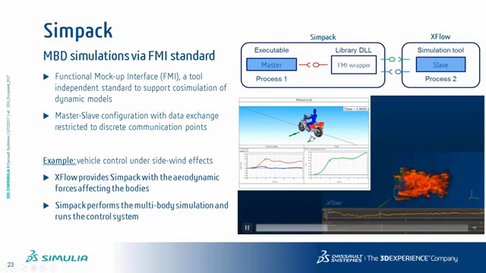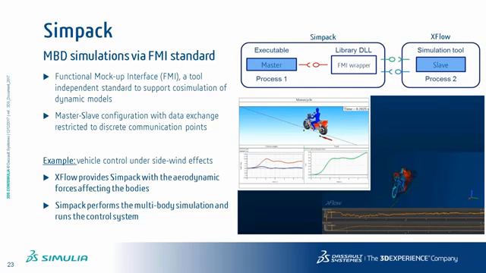So those forces actually come from XFlow. And the idea behind this simulation is we have a motorcycle in a crosswind, so you can see that there is a wake that comes to the left-hand side of the rider. And of course the motorcycle will tend to deviate from the perfect straight line, and Simpack is trying to correct that, and sending back the information to XFlow. So as you can see, that's a multi-body simulation with some sort of control of the riding line.